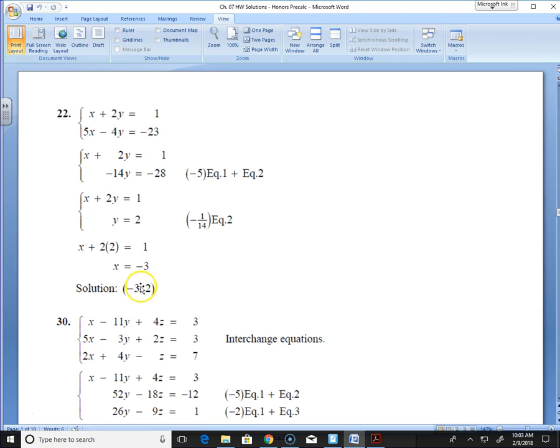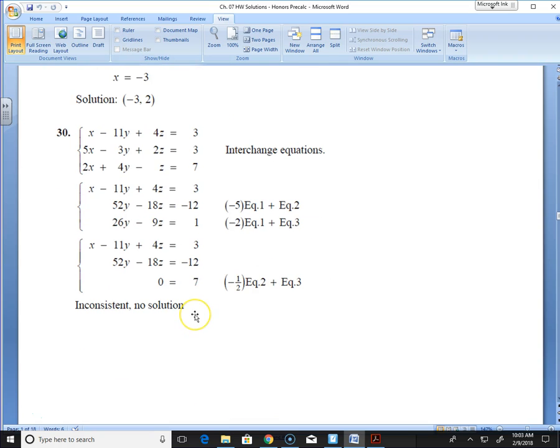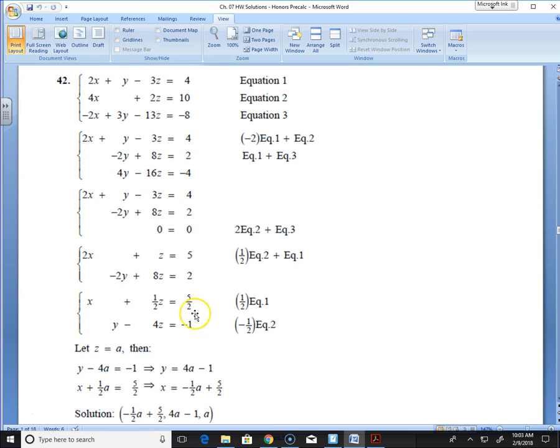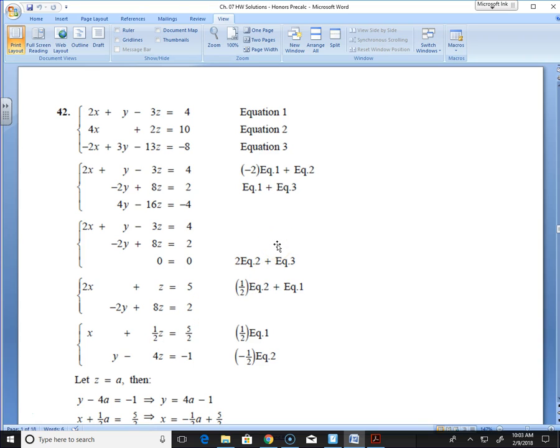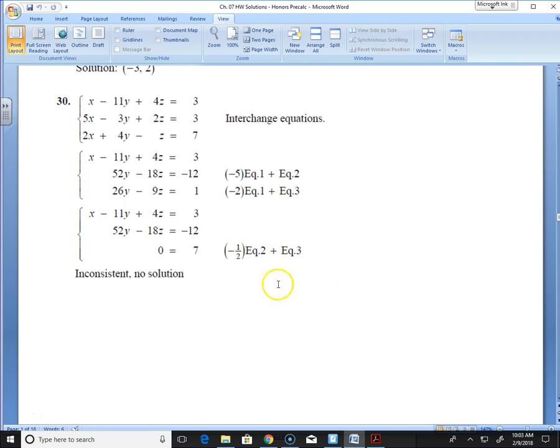Number 22, final solution: negative 3, 2. It was a nice, easy one, huh? Number 30 was inconsistent, no solution, but I think we went over that one yesterday, right? Cool. Number 42, I think now we should be in 7.3b, which is homework 44, right? Oh, we're missing one? 30 is inconsistent, no solution, because you did a false statement.